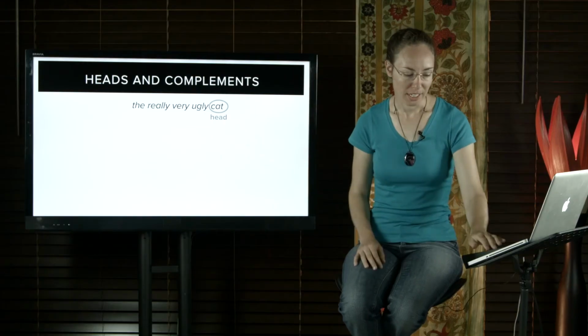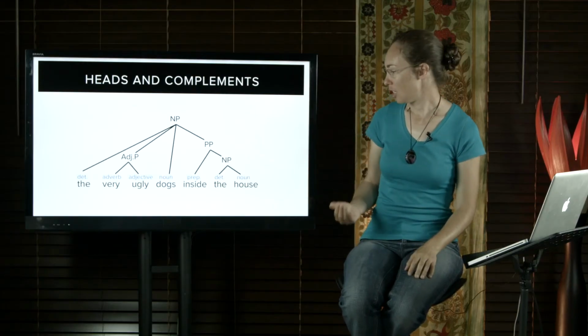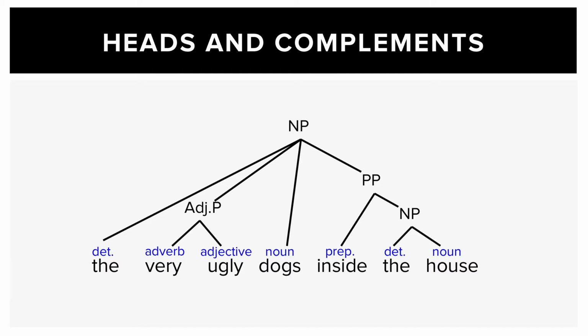Look at the phrase here. The very ugly dogs inside the house. This is a noun phrase because its head is dogs, which is a noun. Very ugly is an adjective phrase because its head is ugly, which is an adjective. Inside the house is a prepositional phrase because the head is inside, which is a preposition.